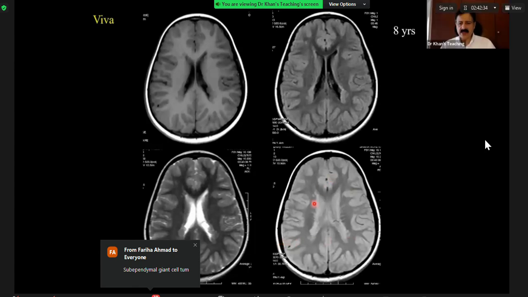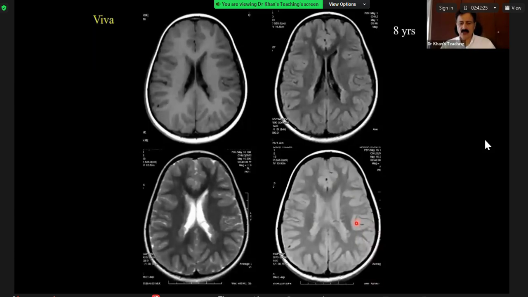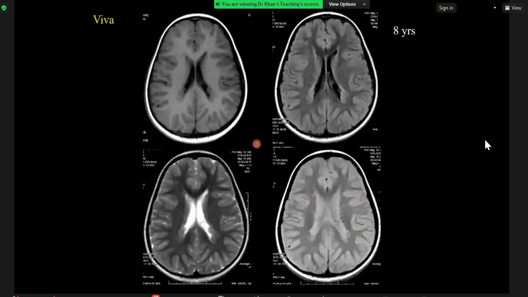So this is a PD weighted sequence, and how do you pick up that this is a PD? The formula is that on a PD weighted sequence, CSF is equal to gray matter. So the vessels, which are these leptomeningeal vessels, they will appear as filling areas of multiple subependymal nodules. However, which I can also see.